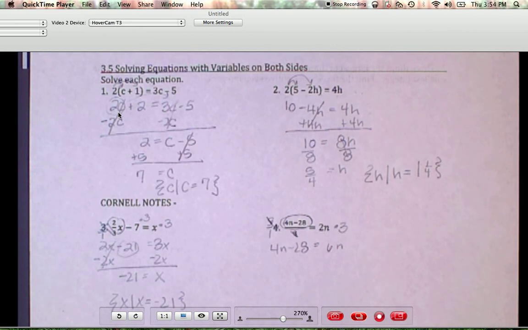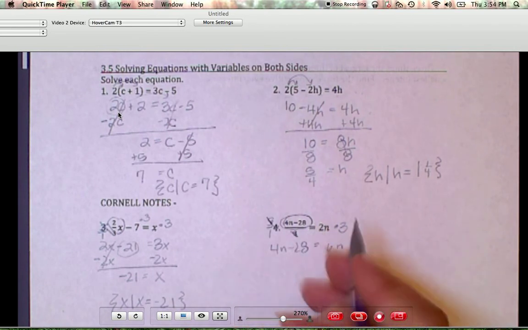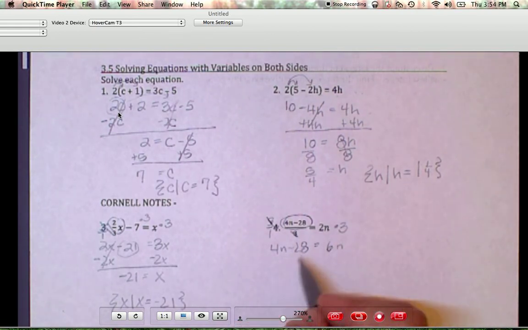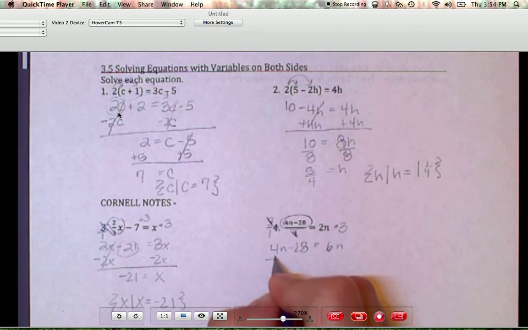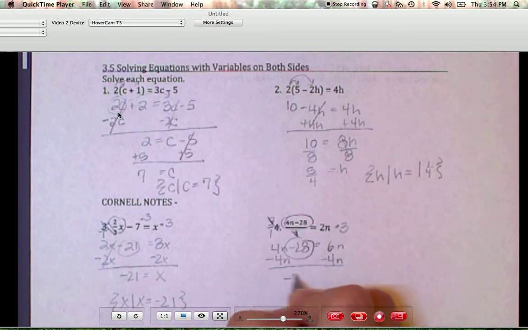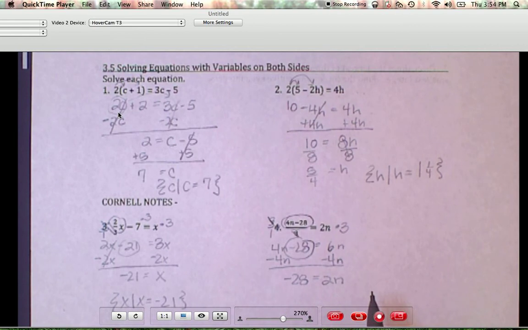So when you cancel out that denominator, nothing ever gets distributed to this. So here we have 4n minus 28 equals 6n. 4n is the smaller of the two variables, so we want to collect all the variables on one side. So we're going to move that variable by subtracting 4n. Again, be very careful. This is negative 28 equals 6n minus 4n, which is 2n. And then we need to get rid of this 2, so we divide both sides by 2. And we get negative 14 equals n. Put that in set notation, n, such that n equals negative 14.